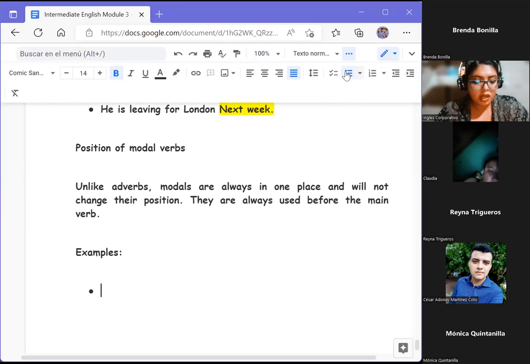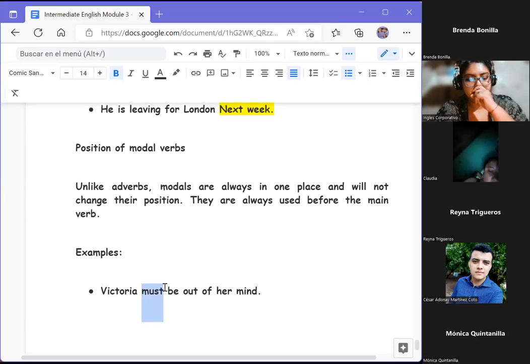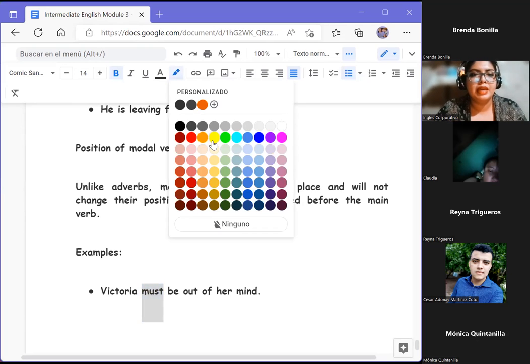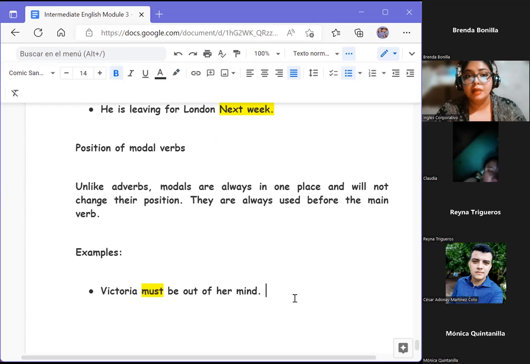And it says, "Victoria must be out of her mind." In this case, we have here the modal "must," and we can know that the main verb in this case is "be." So in that case, it's easier to find the main verb because we already know that we are going to have the modal verb before the main verb.